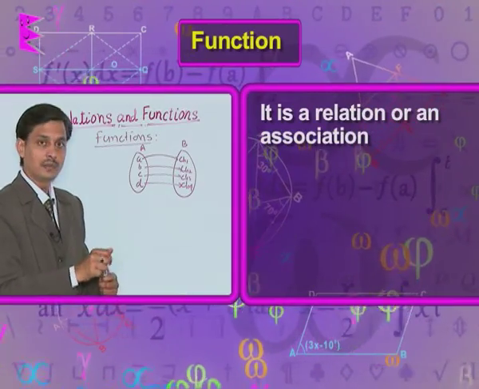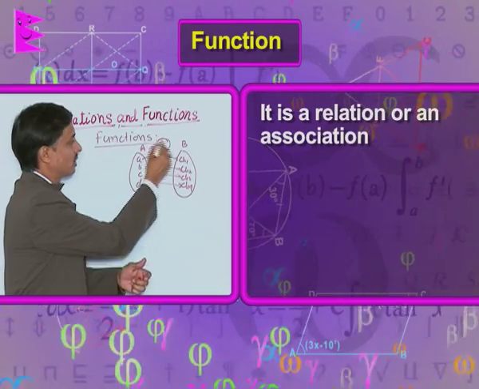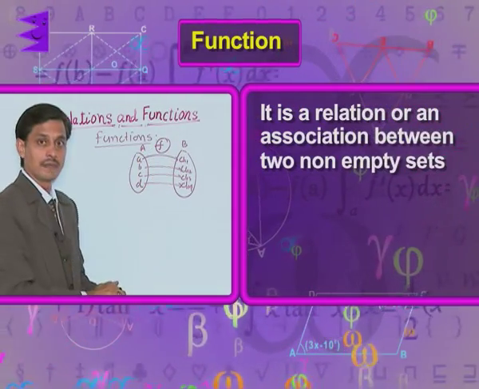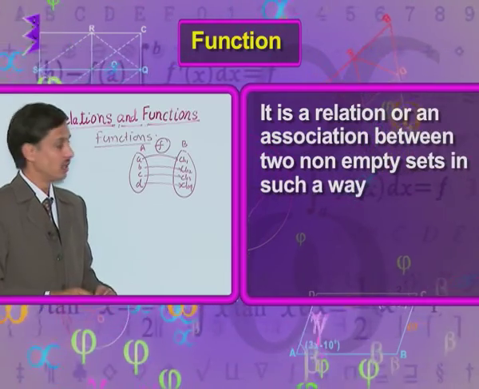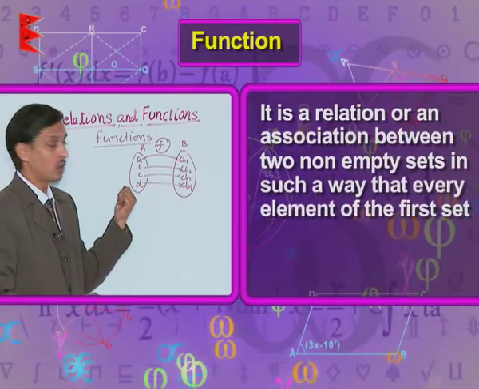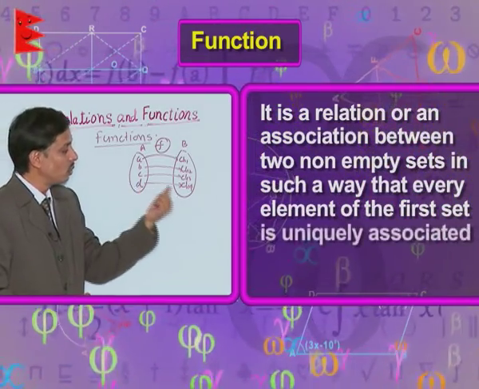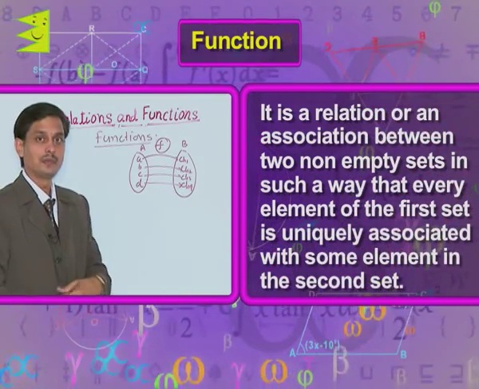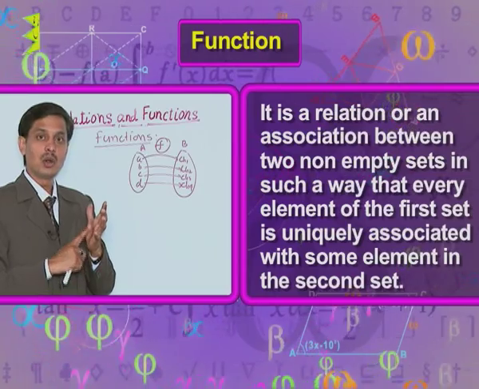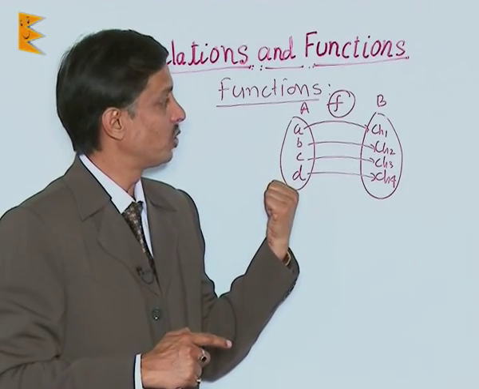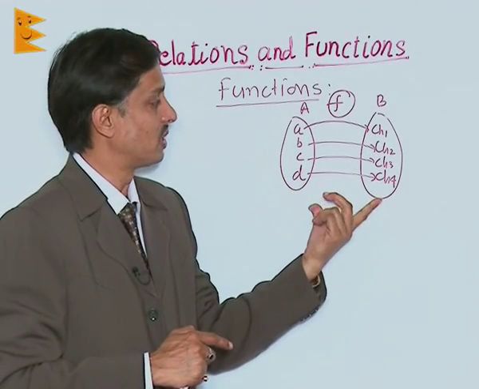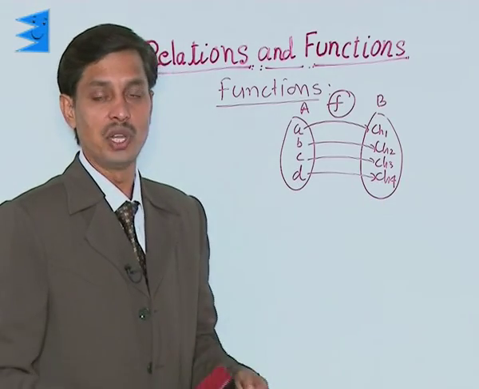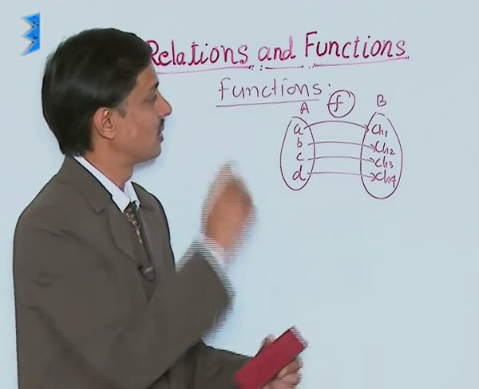So what is a function? It is a relation or an association between two non-empty sets in such a way that every element of the first set is uniquely associated with some element of the second set. A function is an association or a relation between two non-empty sets in such a way that every element of the first set is uniquely associated with some element in the second set.